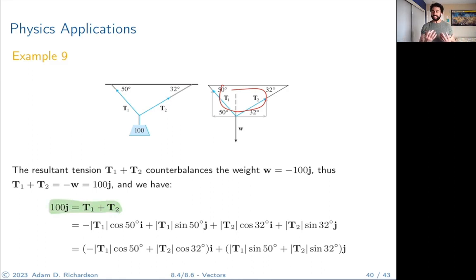And this equation is essentially the equilibrium equation, right? So the 100 times J is equal to the sum of those two vectors, and everything's being counterbalanced because nothing's moving around. Now we're going to get a very messy result, but we can combine like terms, and we're going to get this. We're going to get 100J equals this times I plus this times J. And that's it right there.